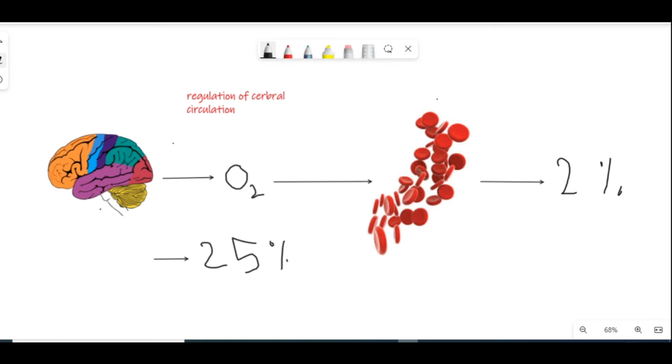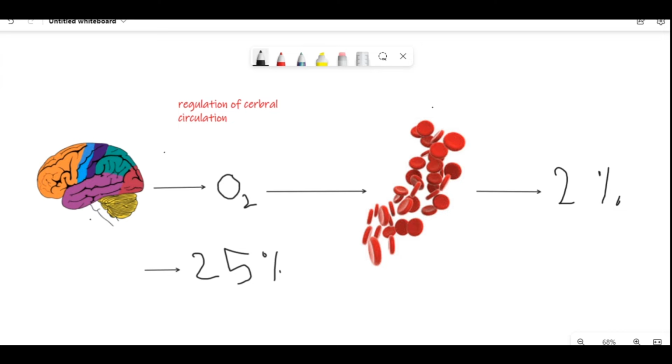Remember, this percentage is of the resting stage, not the moving or exercising stage, because while exercising, the body muscles will use more oxygen than at the resting stage. Then the percentage of brain and body oxygen will vary according to the type of exercise.